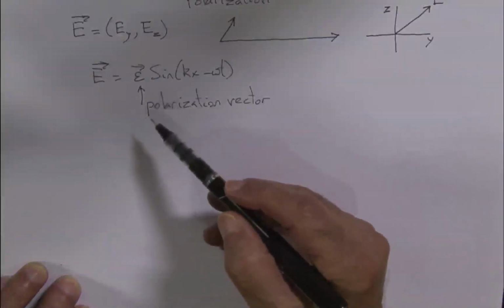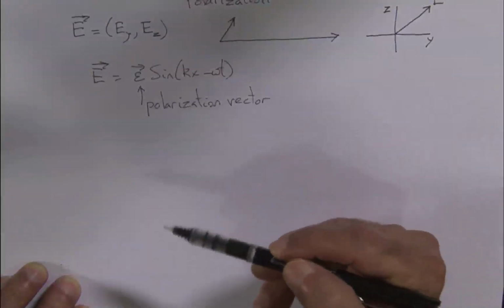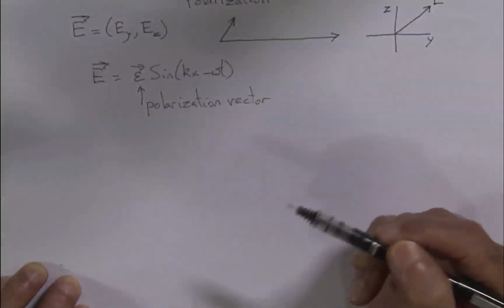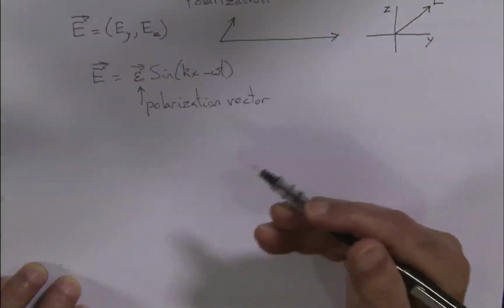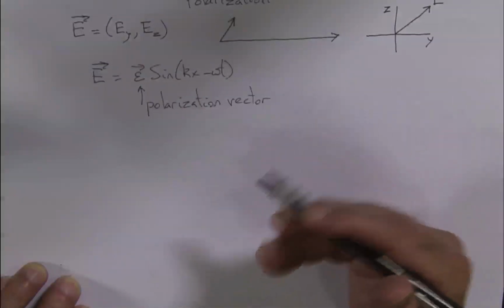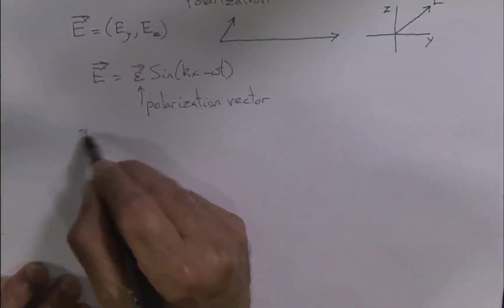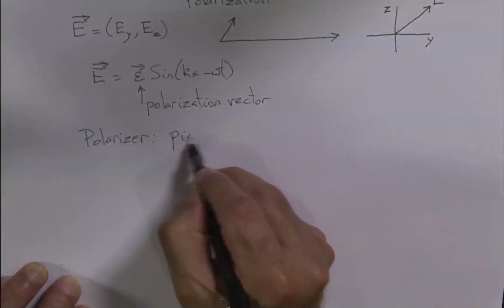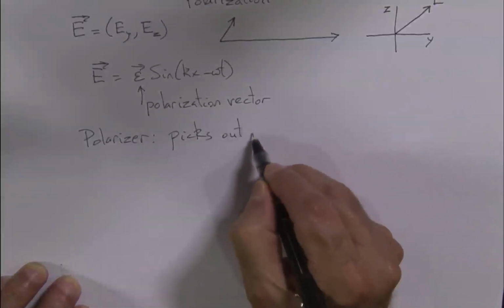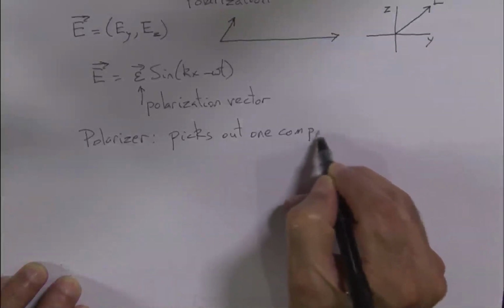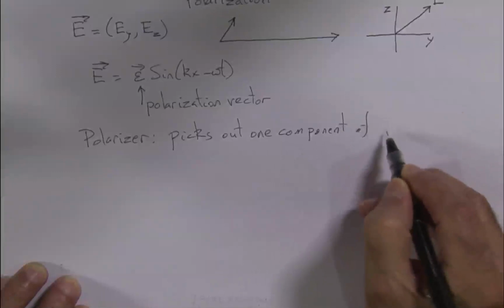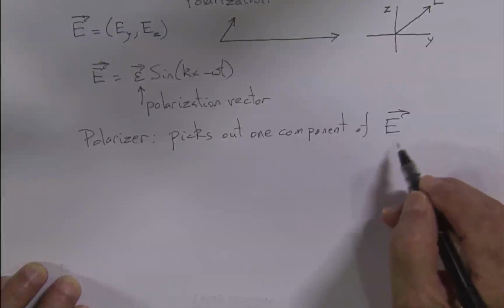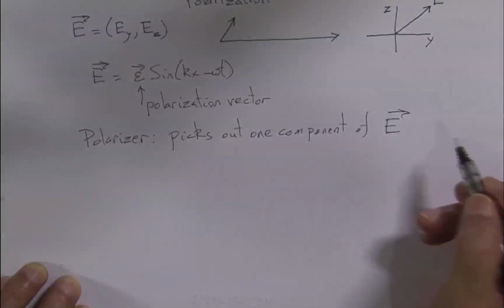Now, both polarizations, Ey and Ez, can travel equally easily in free space. But then, what if you have a material that can pick out one direction of the electric field, and that is what is called a polarizer. So this picks out one component of the electric field. So either the y component or the z component, it will allow to go through.